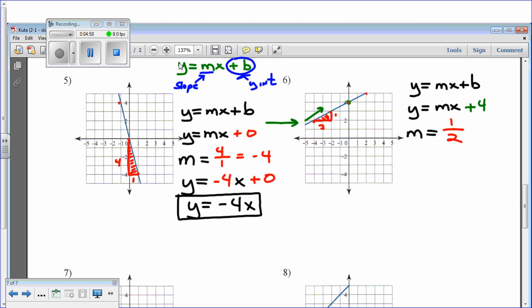And now if I rewrite my line equation, y equals, I'm going to replace my slope with positive 1/2. Remember the variable x stays, and since I color-coded my y-intercept in green, I'm going to keep it in green. My y-intercept's a positive 4, and that is my final answer. My line equation for this line is y equals 1/2 x plus 4.